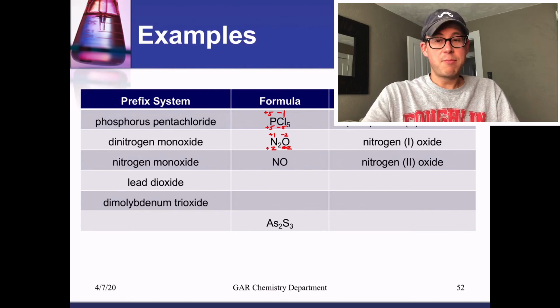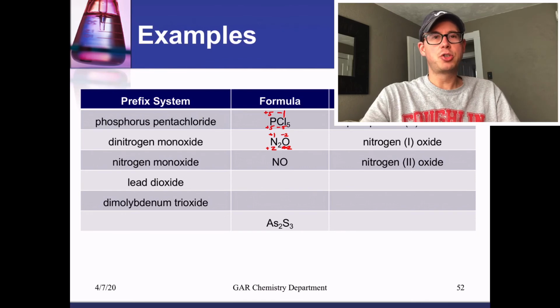In the next example, nitrogen monoxide, there's one nitrogen and one oxygen, so the formula is NO. Oxygen still is a -2 for the oxidation number, so nitrogen has to be +2 to balance it out, and the name would be nitrogen 2 oxide.